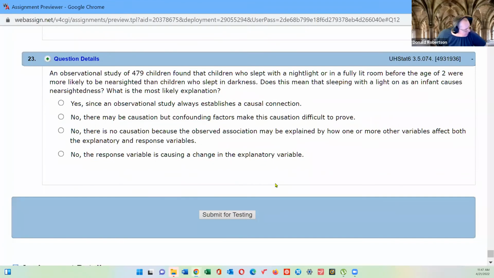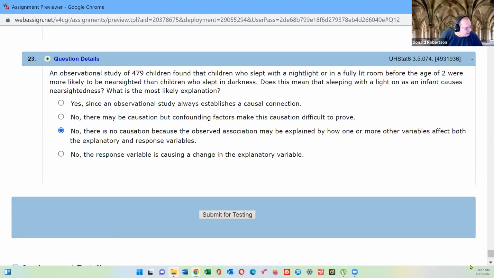No, there is no causation because the observed association may be explained by how one or two other variables affect both the explanatory and the response variable. That's another no. And no, the response variable is causing a change in the explanatory variable. Well, forget that one. I'm not sure which of these two, because they both sound like they're saying the same thing, just differently.